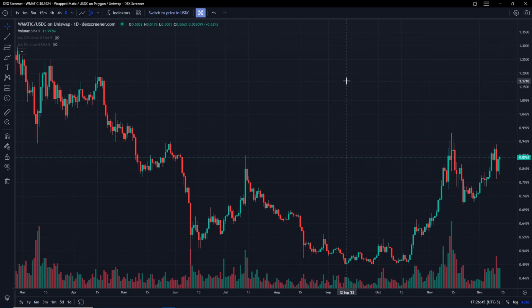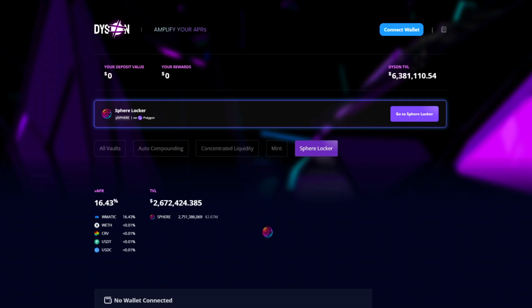An increase in WMATIC's price will increase the vAPR, and a decrease in WMATIC's price will decrease the vAPR. This does come with some additional nuance, however, as depending on how the price of WMATIC fluctuates throughout the week, that can then change the amount of WMATIC delegated for the next week, which in turn can impact the vAPR.